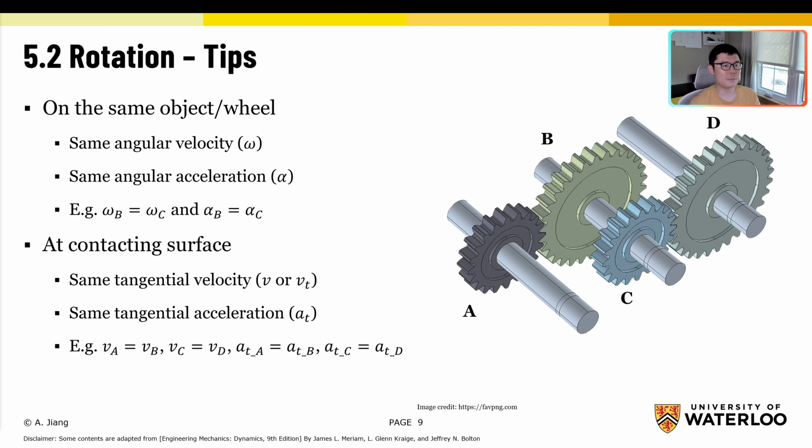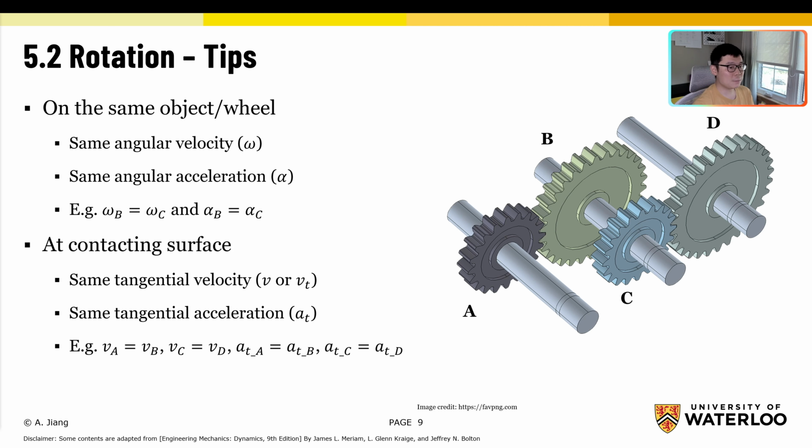There are some tips I would like to give you when solving fixed axis rotations. One is if objects or points of interest are on the same bigger object or a wheel, as shown in the example on the right-hand side, they will have the same angular velocity and the same angular acceleration, because they can be treated essentially as a single object. For example, on the right-hand side, B and C: omega B equals omega C, and alpha B equals alpha C, because they are on the same axis. Right? On the same object, same omega, same alpha.